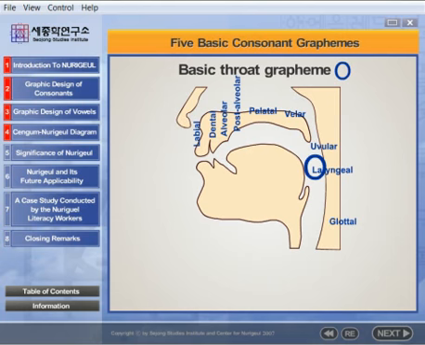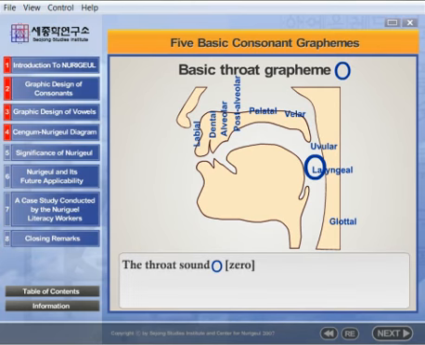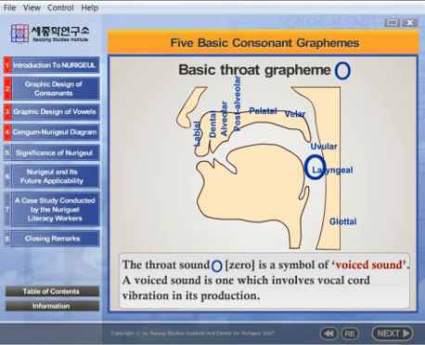Now, let's review each of the 5 basic consonant graphemes one by one. Basic throat grapheme A. The throat sound A is a symbol of voiced sound. A voiced sound is one which involves vocal cord vibration in its production.